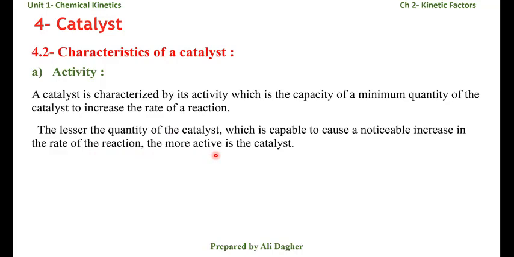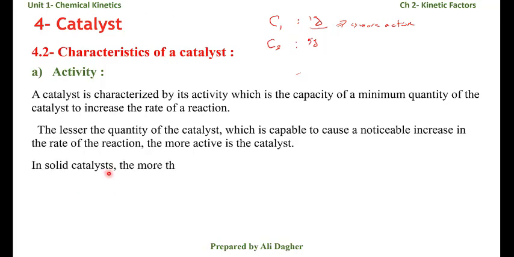For example, if we have two catalysts, catalyst 1, we need 1 gram to accelerate the reaction. While for the same reaction, if we use another catalyst, catalyst 2, for example, if we need 5 grams of this catalyst to accelerate the reaction, we deduce that catalyst 1 is more active than catalyst 2 because we need less mass or amount to accelerate the reaction. This is the activity of a catalyst.